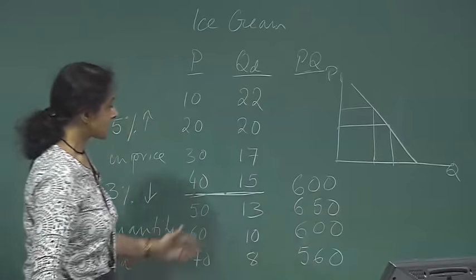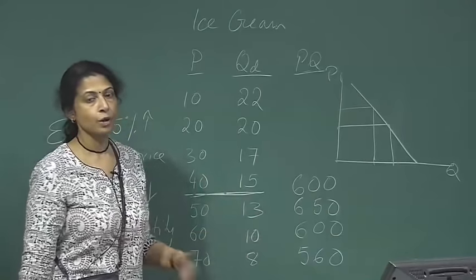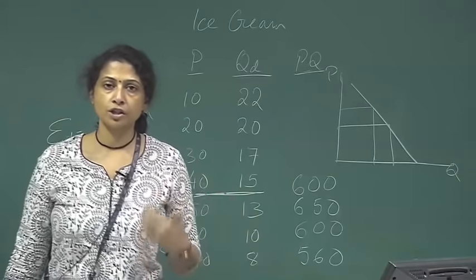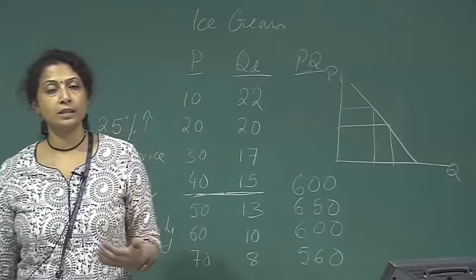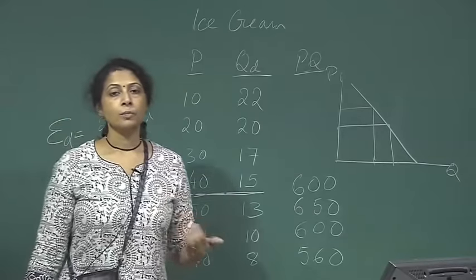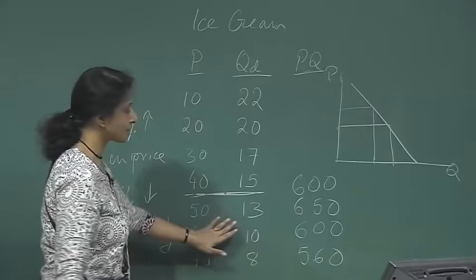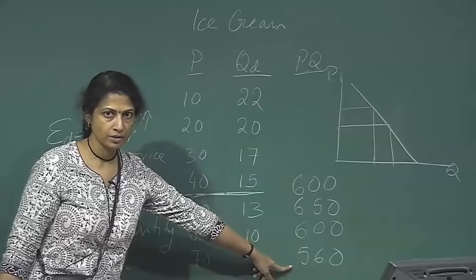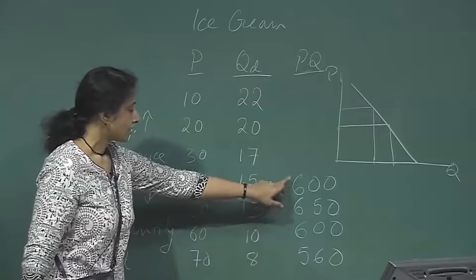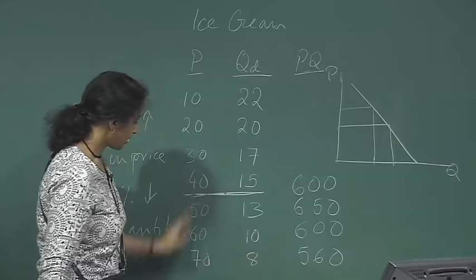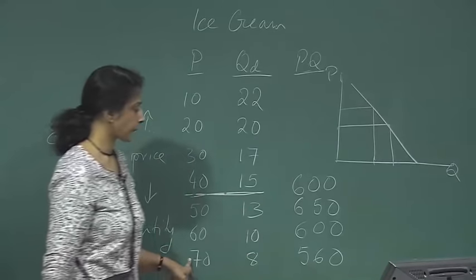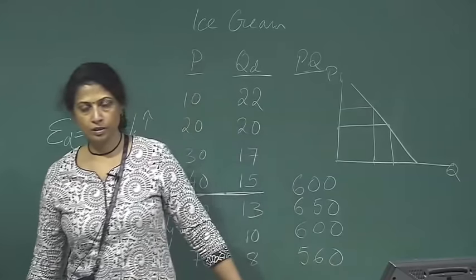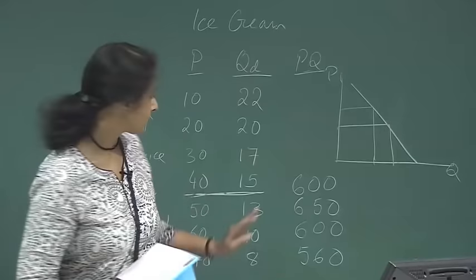But right now we have not discussed anything about production function, cost, etc., how the producer decides if the price is to be increased or not. So this is not to say that when he increases the price from 40 to 70, his revenue falls from 600 to 560, so the producer is not going to increase the price. No, I am not saying that.